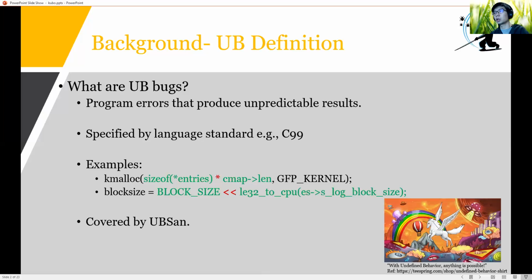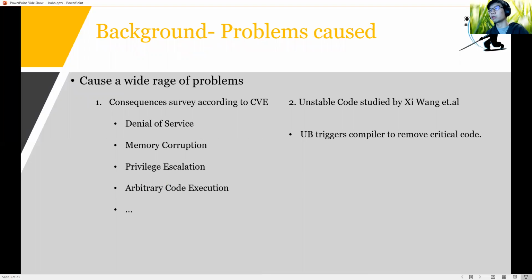After talking about what is undefined behavior, let's see what are the damages that undefined behavior can cause. First, we did a survey of undefined behavior related vulnerabilities listed in the National Vulnerability Database. It turns out with simple errors like integer overflow, a wide range of problems can happen. I'm talking about not only denial of service, but also kernel memory corruption, privilege escalation, and arbitrary code execution, depending on how the undefined behavior affects the system.